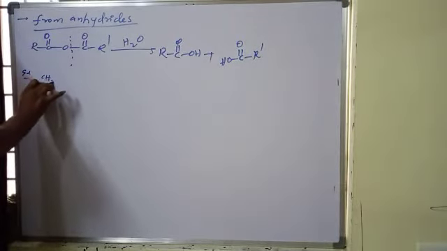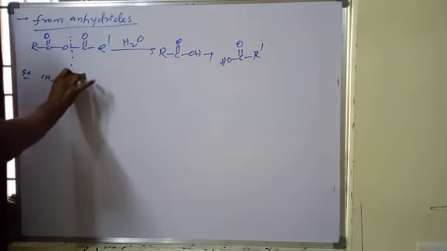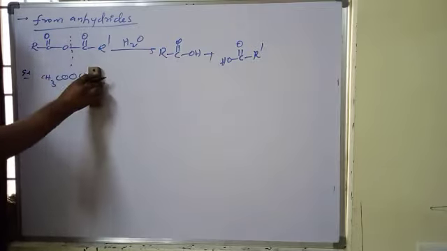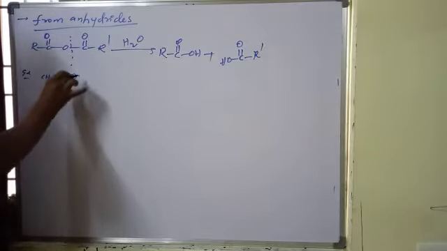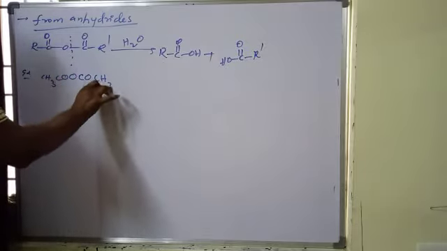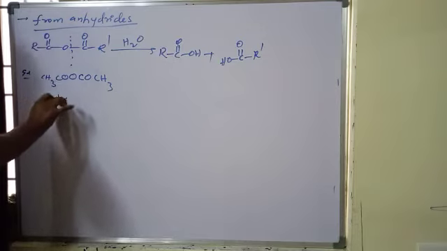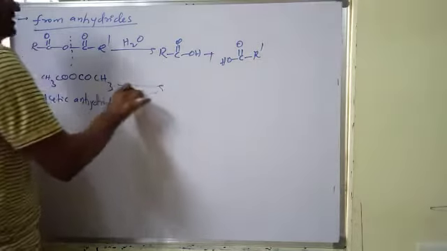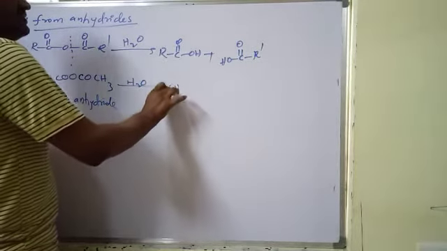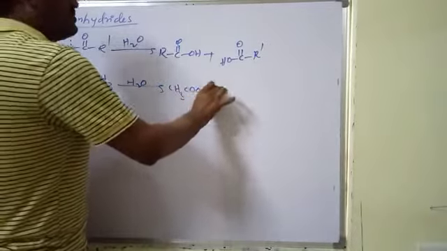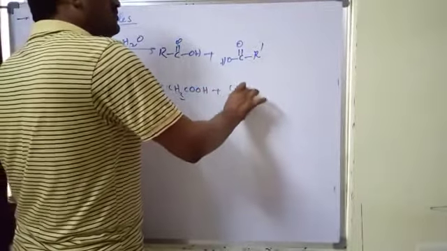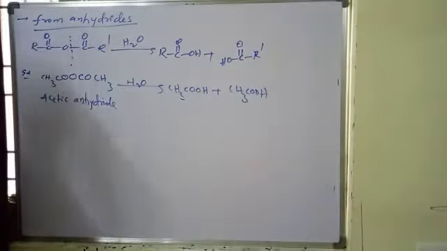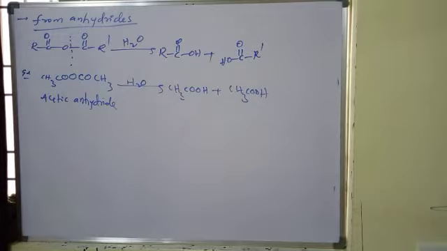Example: acetic anhydride, CH3CO-O-COCH3. Upon hydrolysis with water, it gives CH3COOH plus CH3COOH. Both are carboxylic acids. Both products are acetic acid. This is from anhydrides.